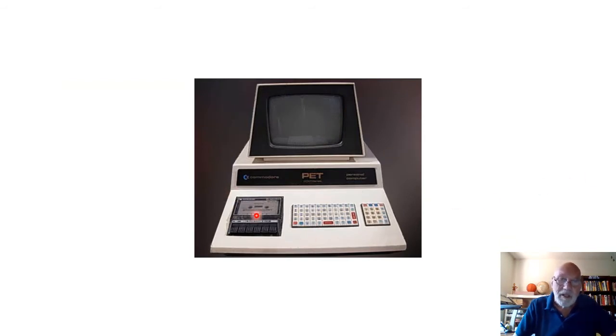PET. They got a little bit more structured in the way they had the cassette in a case and so forth, and all of that. I think that was pretty neat.